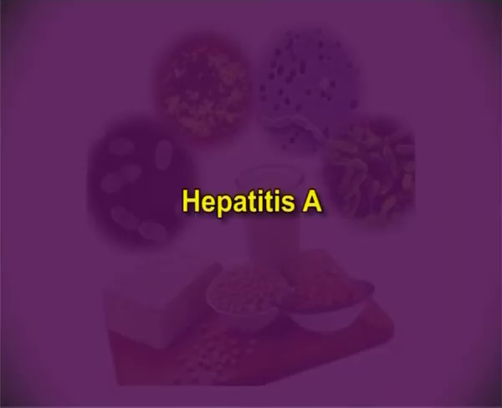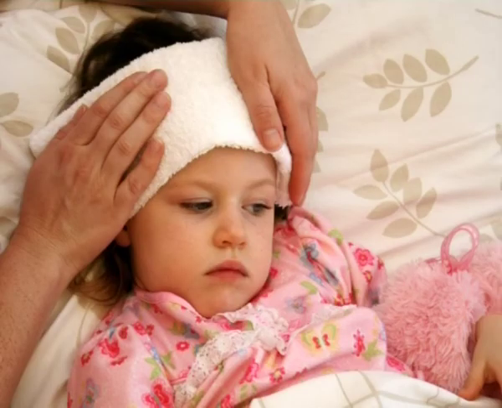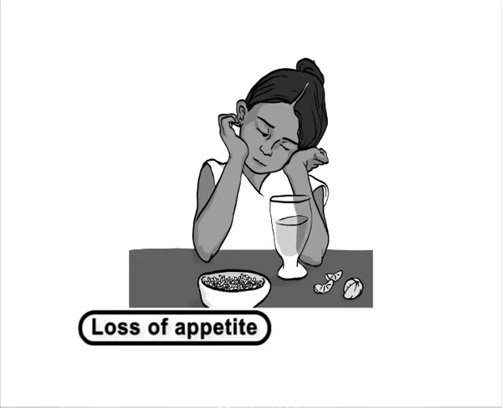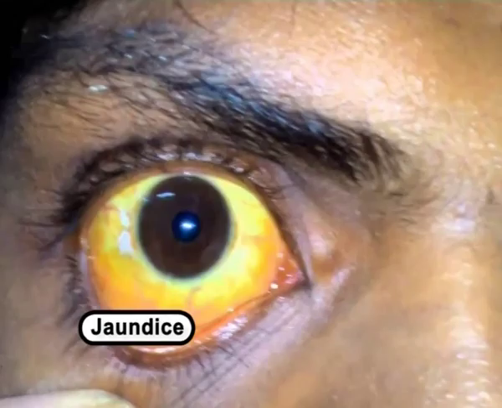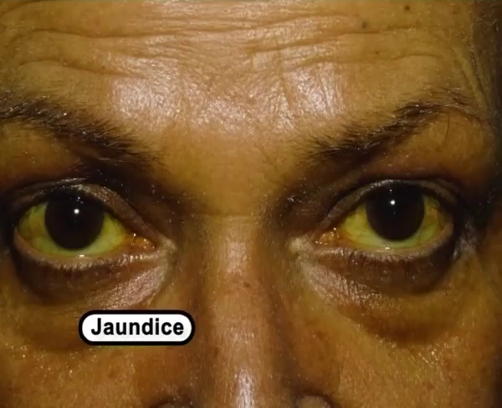Hepatitis A. Hepatitis A virus causes moderate illness with sudden onset of fever, loss of appetite, abdominal pain and feeling of tiredness followed by jaundice, which is a yellowing of the eyes and skin. It is transmitted from person to person by fecal contamination of food.